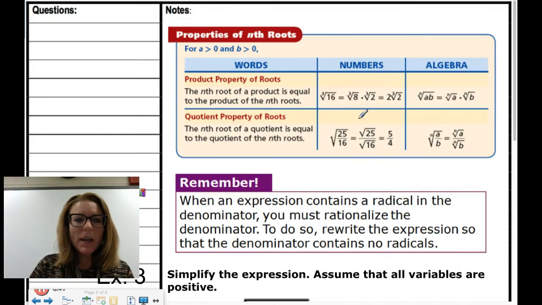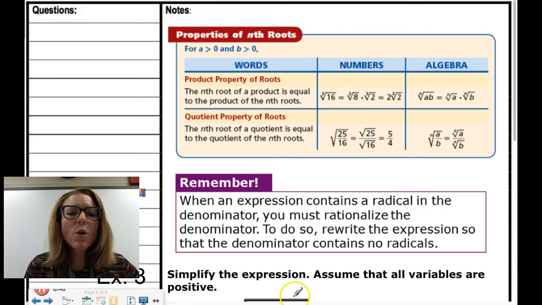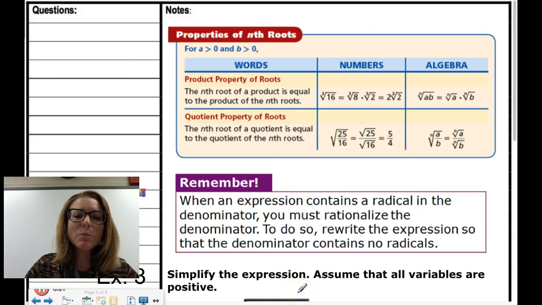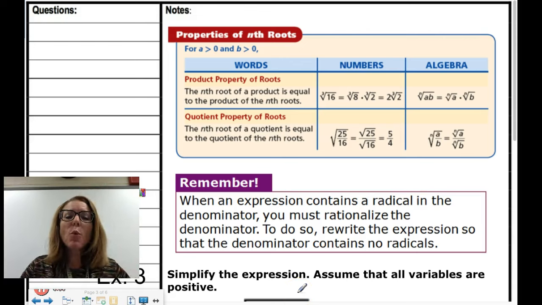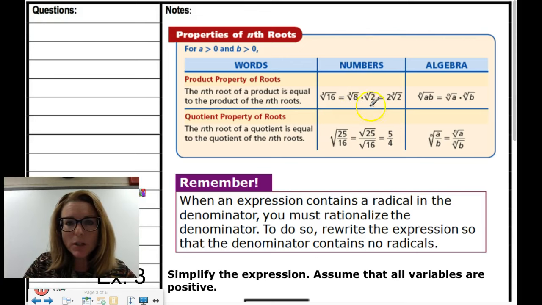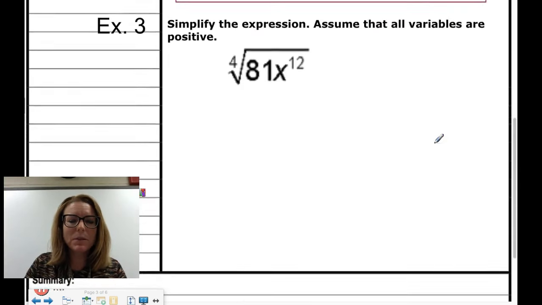There we go. Example 2, we're going to save for class. Next page, all right, we're on to properties of nth roots. So for a greater than 0 and b greater than 0, here are some properties: the product property of roots and the quotient property of roots. When the index is the same for two numbers under a radical, you can multiply them together and get this, or break them apart like they're doing here. That's the property, and dividing is the same thing. If the index is the same, you can divide them and manipulate. So let's just do some examples.